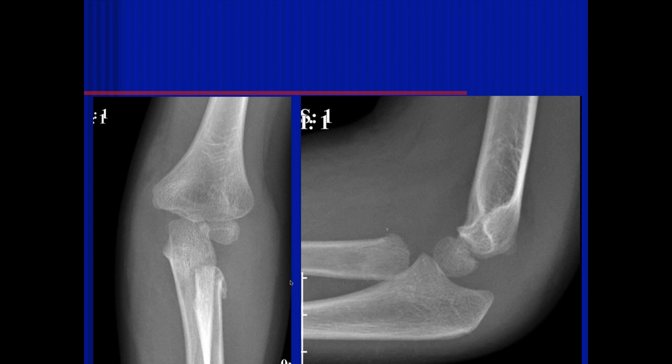So how old is this patient? It's a young kid. I forgot the exact age. Yeah, because I see the capitellum ossification center. Do not see the radial head ossification center. But I'm wondering what that bony protuberance is, off to the side near where the radial head should be. Yeah, doesn't look normal.